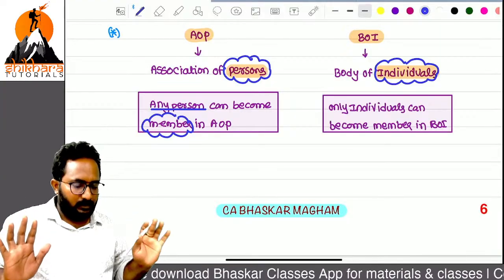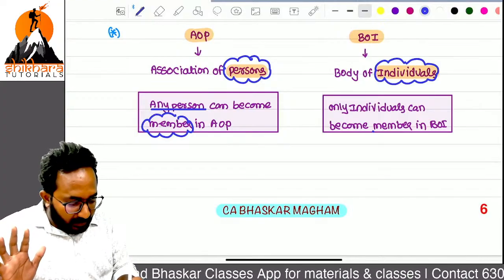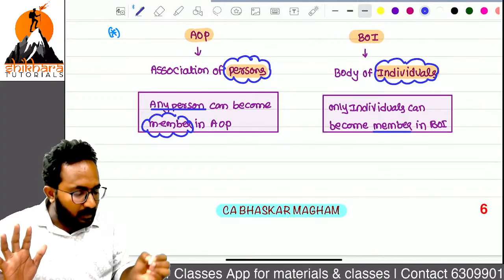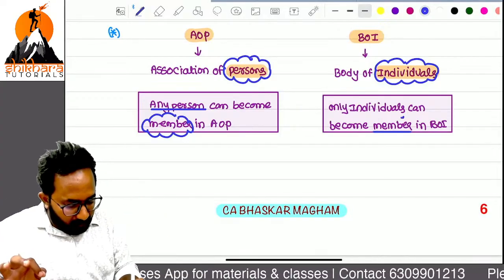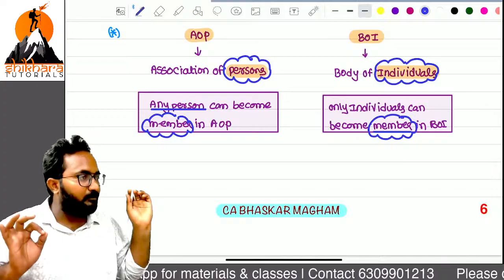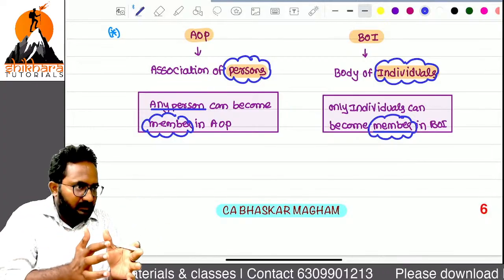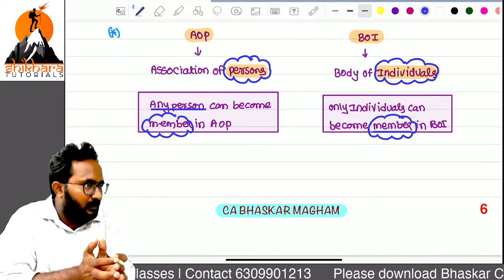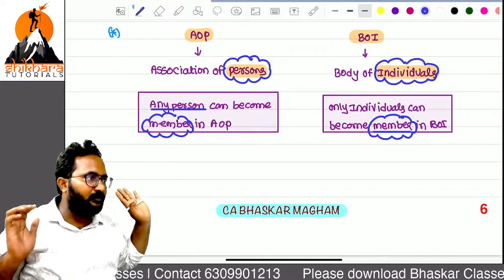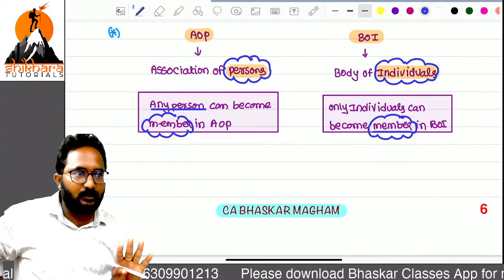Okay. Next, sir, body of individuals means only individuals can become the what, ma? Member. Only individuals can become the member. So for example, 20 members are there, only individuals. We can start a business by using which concept, ma? Body of individuals. So this is the main difference. At any time you can get an MCQ also.